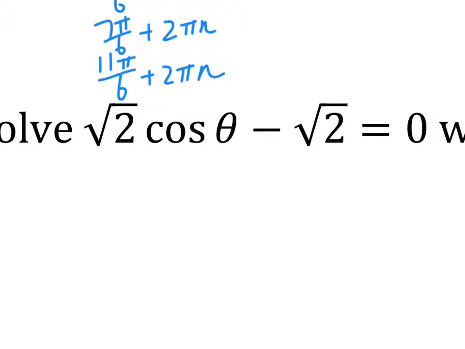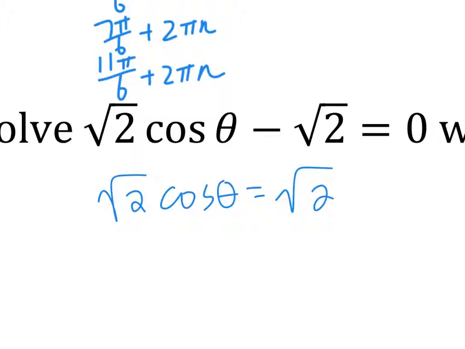This one is very easy, so I'm just going to ask you how you would do it. What would you do first? Okay, add square root 2, good. And then what's next? Divide by square root 2. Okay, so it became really easy. Cosine is equal to 1. And then just solve that.